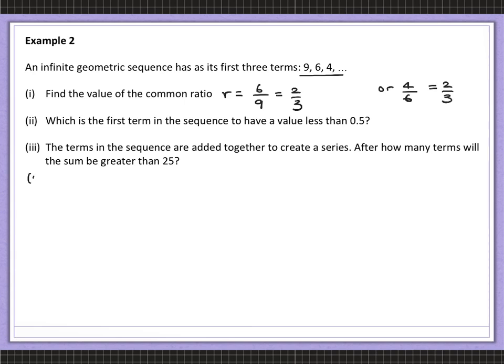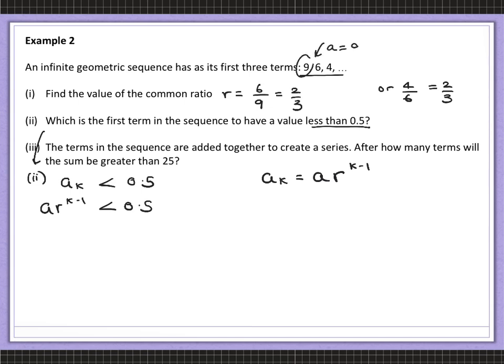So part 2, first of all, which is the first term in the sequence to have a value less than 0.5. So we're saying that some term must have a value which is less than 0.5, so a_k is less than 0.5. Now let's remember that a_k, the general term, is equal to a multiplied by r to the power of k minus 1. So a r to the k minus 1 is less than 0.5. Now what's a? A is equal to 9. So 9 multiplied by r to the k minus 1 is less than 0.5.